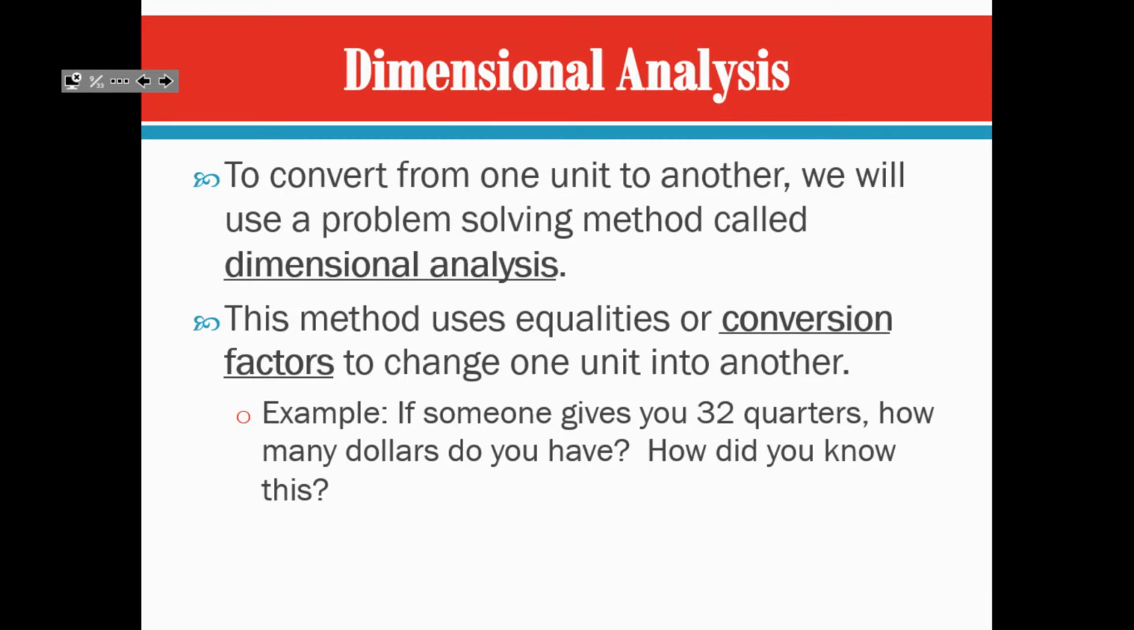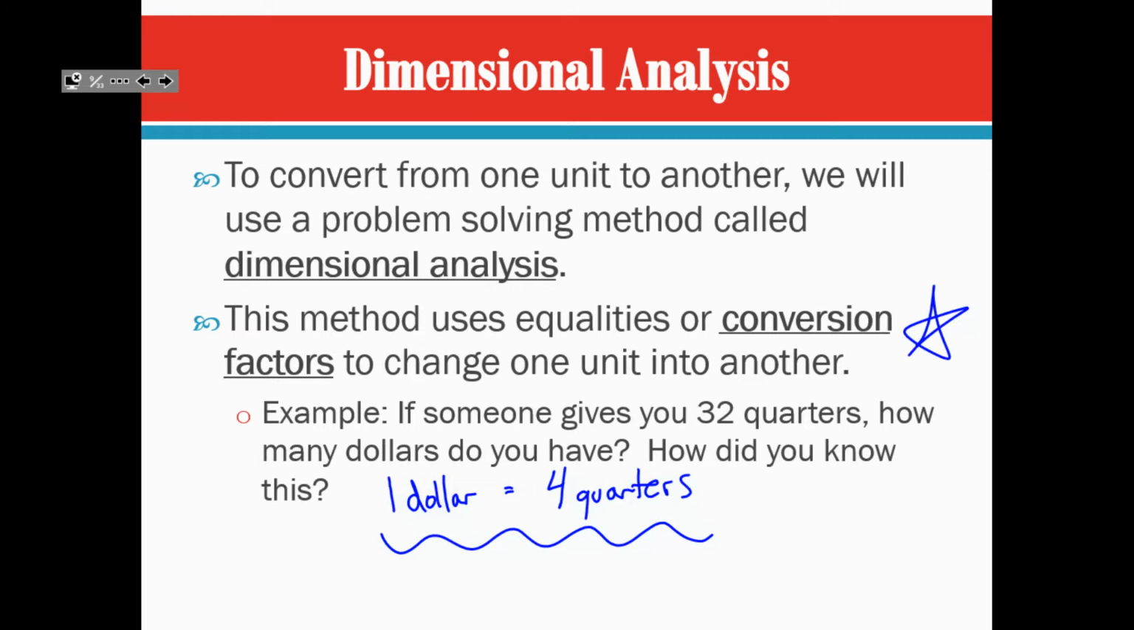So here's a quick example, not in your notes. If someone gives you 32 quarters, how many dollars do you have? Well, a lot of you would say 8 right away. But how did you know that? You needed to know that for every $1 equals 4 quarters. And that right there is what we call a conversion factor.